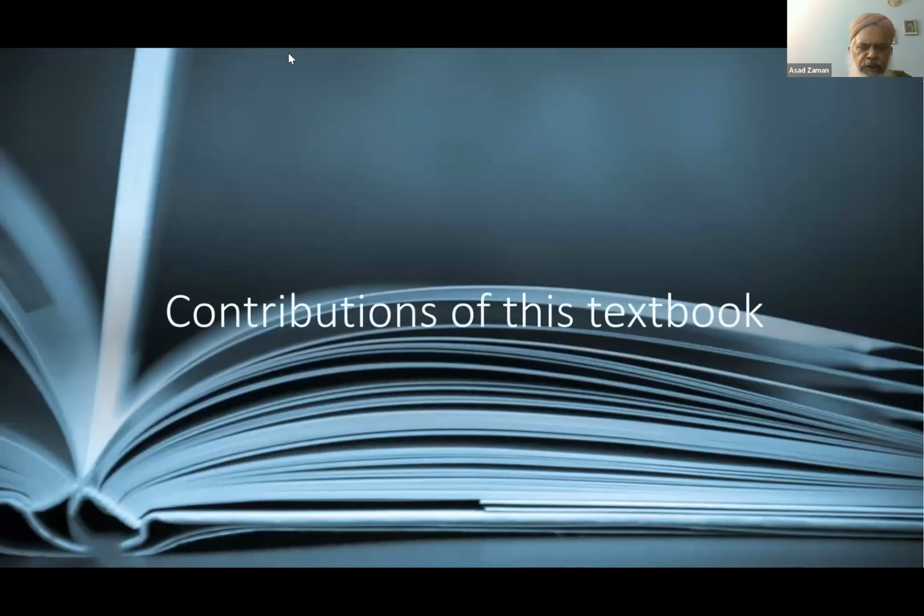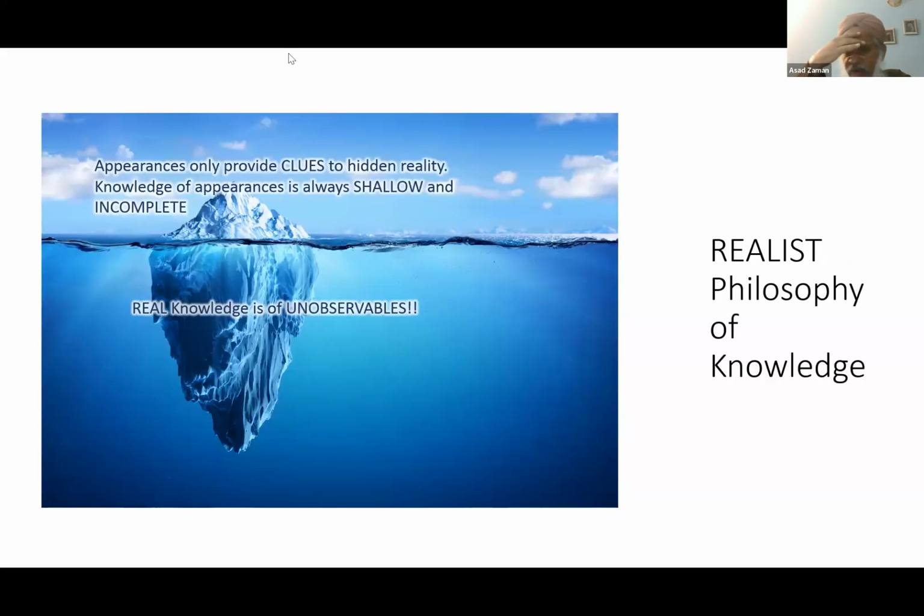So what are the contributions of this textbook or course? We will handle all four of these problems. So we have the realist philosophy of knowledge. Now, the realist, unlike the positivists who say that knowledge is only of appearances, the realist philosophy says that real knowledge is only of the unobservables, exactly what is ruled out by positivism. So what about the appearances, what we can see? What we can see is only a clue to the unseen. So we have to use the clues to discover what is the hidden reality. But knowledge is only of hidden reality. It is not really about appearances at all.